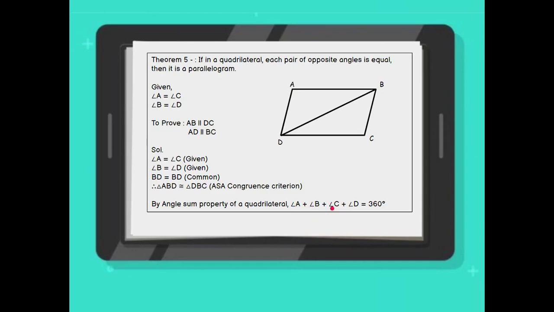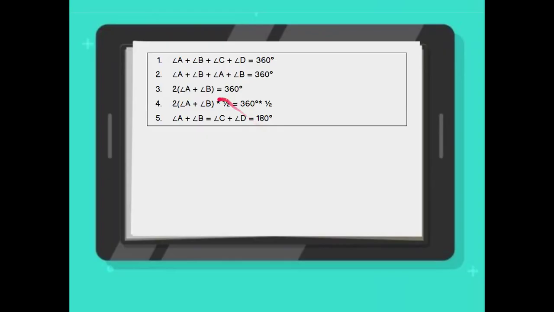Angle A is equal to angle C and angle B is equal to angle D. So therefore, I'll replace them. I'll write angle A plus angle B plus angle A plus angle B is equal to 360 degrees. Or I can write 2 times (angle A plus angle B) equals 360 degrees. Simply dividing both sides by 2, I'll get angle A plus angle B, which is equal to angle C plus angle D, equals 180 degrees.